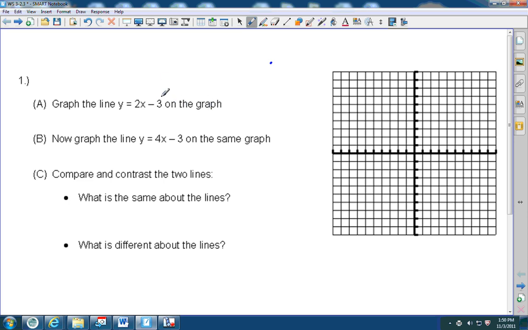Okay, the first thing remember we need to do is graph the y-intercept. This is the y-intercept. We have x, then y. So I'm going to go on the y-axis to -3 and put a big dot.